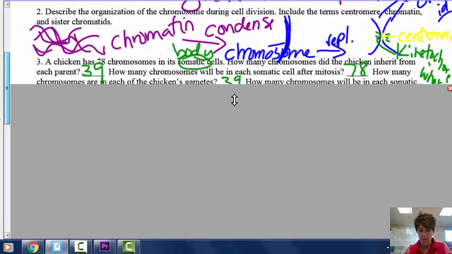Number 3. A chicken has 78 chromosomes in its somatic cells. Those are the body cells. How many chromosomes did the chicken inherit from each parent? 39.